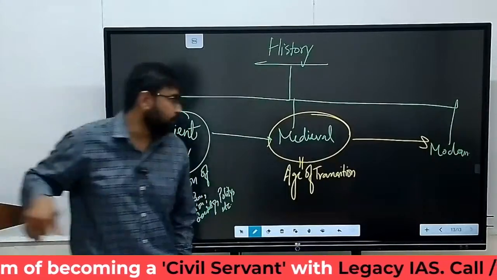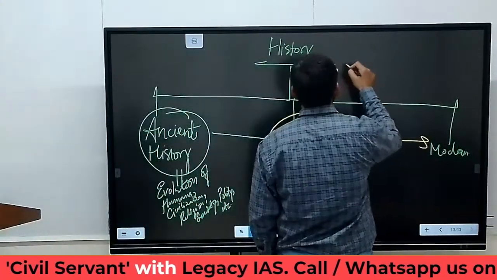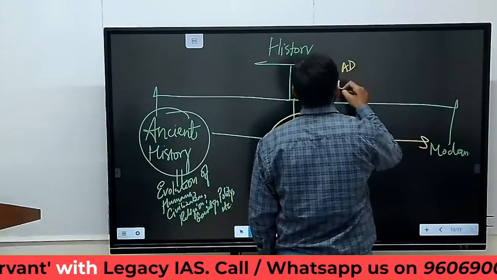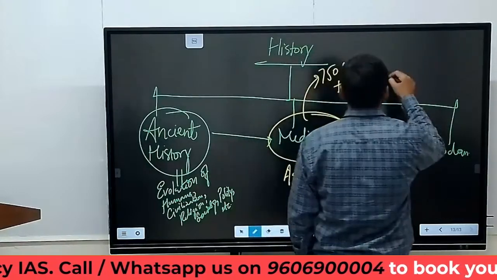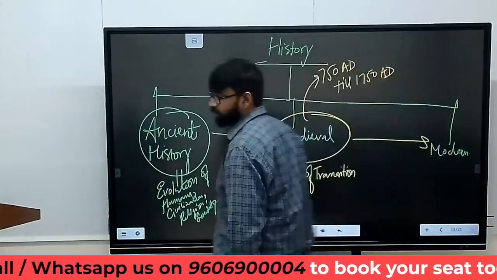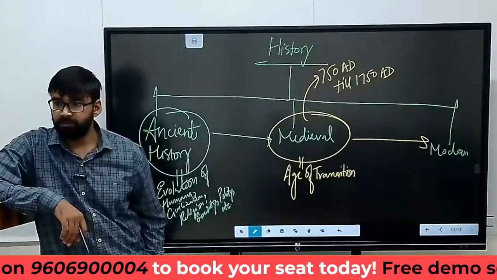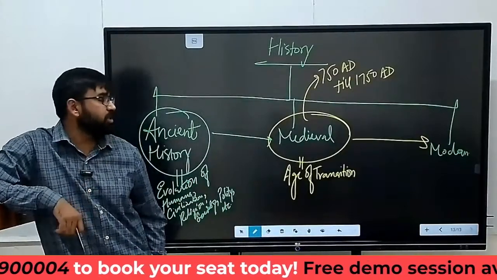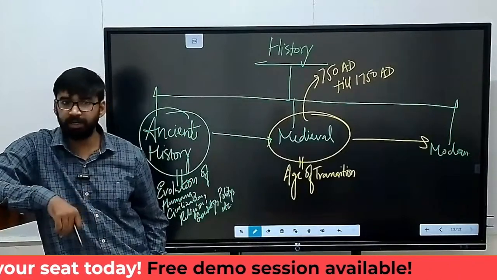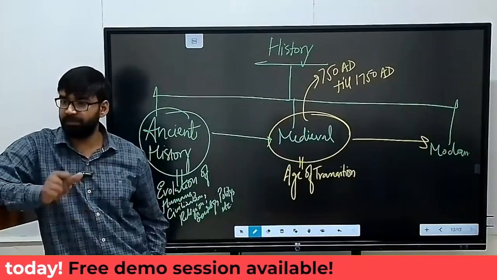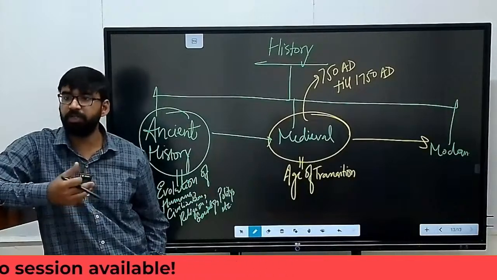Clear? So medieval history is from 750 AD till 1750. That means 1000 years. So in the age of transition, we have seen the birth of different religions, the advent of Islam in India, and the birth of Sikhism in India. Getting my point? Different events took place.